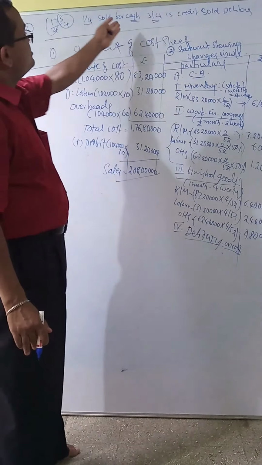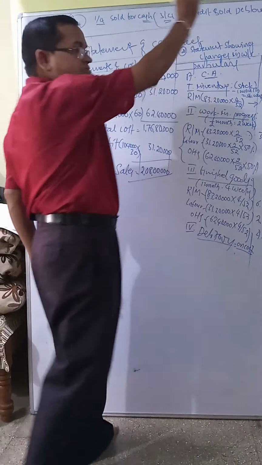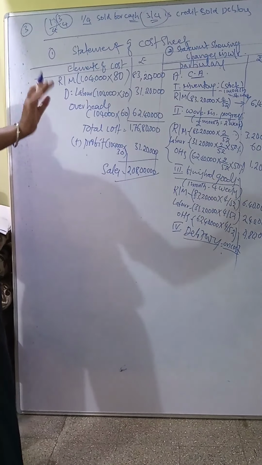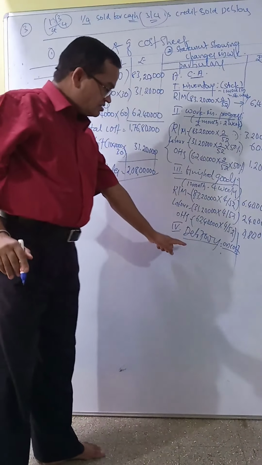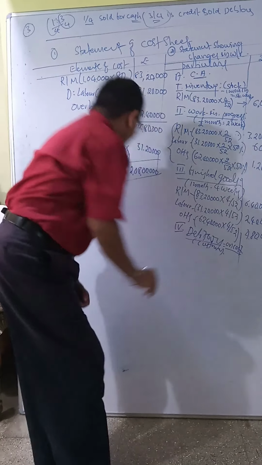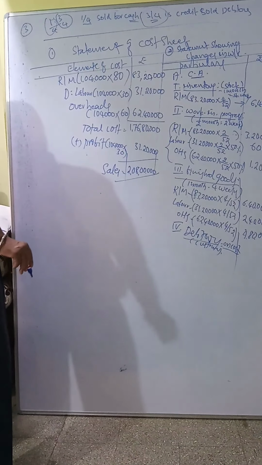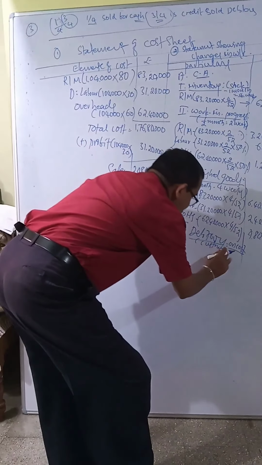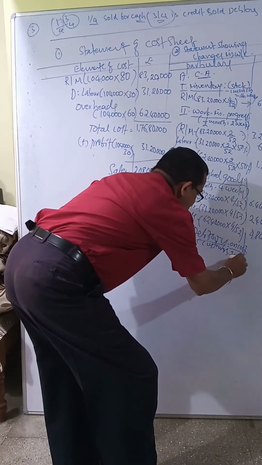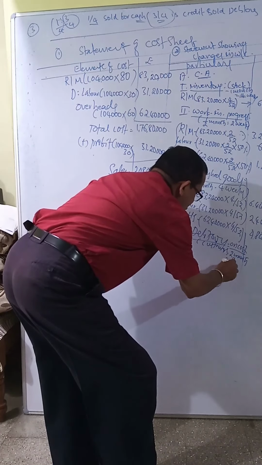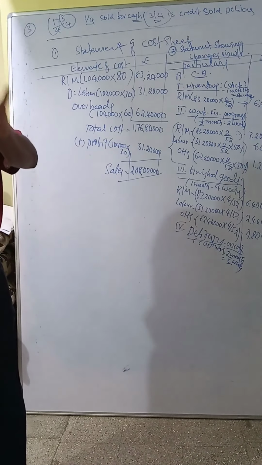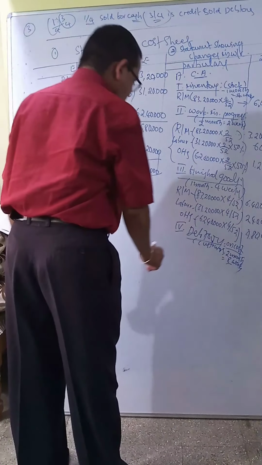Okay, 1/4 sold for cash, 3/4 we want as credit to debtors. And how many months do they give debtors? Credit allowed to customers is 2 months. Months have to be converted into weeks, so it is 8 weeks. 1 month is 4 weeks, so 2 months is 8 weeks.